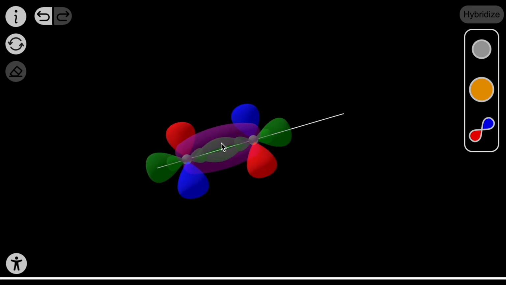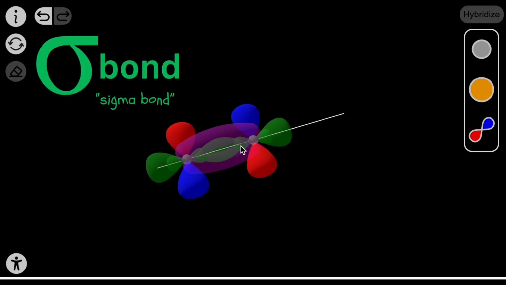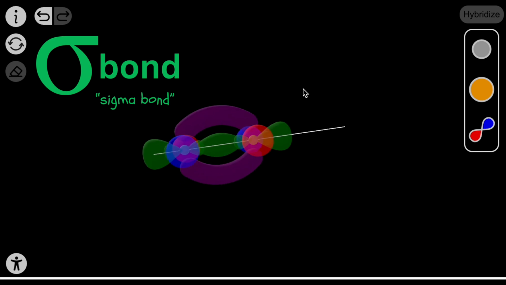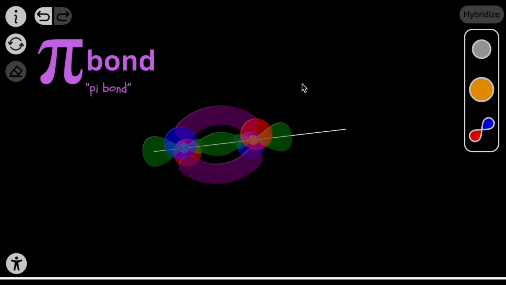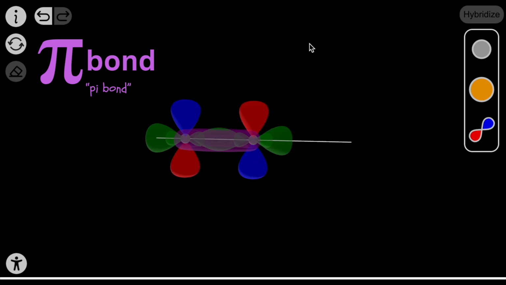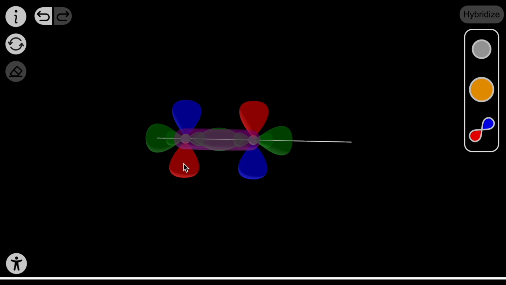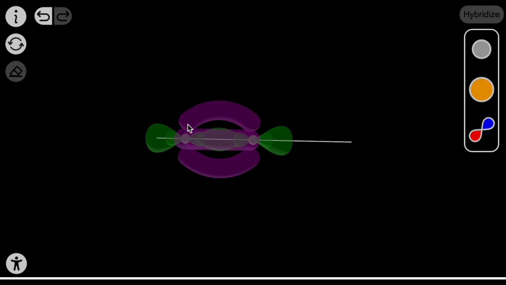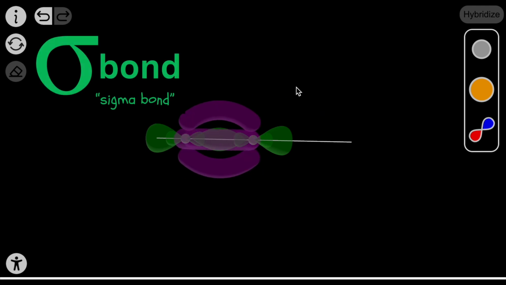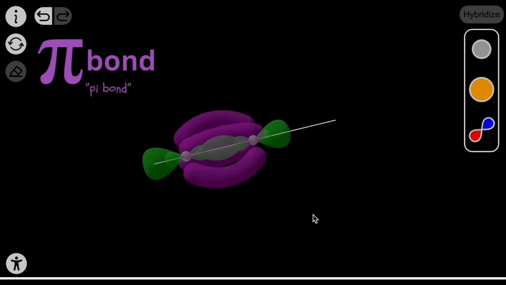So you can see there's my green sigma bond along the internuclear axis, but I also have a pi bond that's formed. You'll notice that this bond did not form. The reason this didn't form is because these are not lined up correctly. We don't need to get into that too much in organic chemistry, but just know that they have to line up correctly in order to make that bond. So now I get 1 sigma bond and 2 pi bonds.